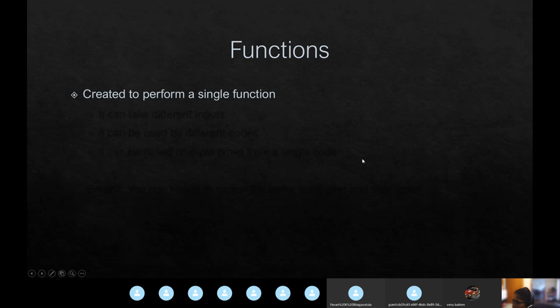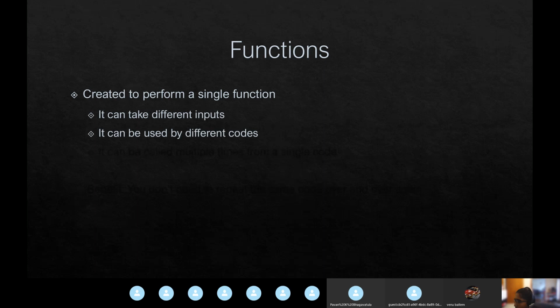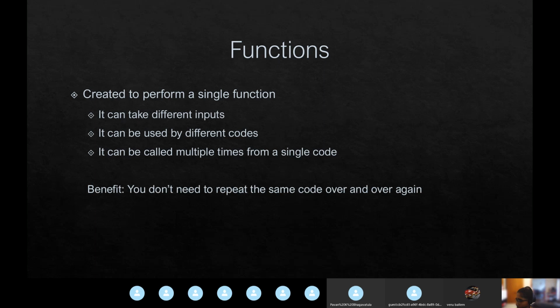So you create functions to do a single function, and they can take different inputs, and they can be used by different codes. You can call them from different codes. Like when we call turtle.forward, forward is a function. You call go forward from multiple different codes, and it can be called multiple times from a single code. You can have your own code, create a function within it, and then call it multiple times. The benefit is that you don't need to repeat the same code over and over again. It's mainly for reusability. So let's take an example.